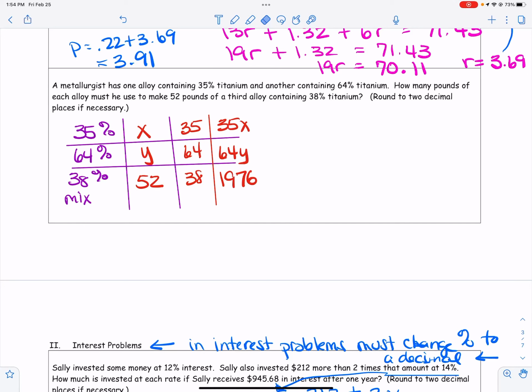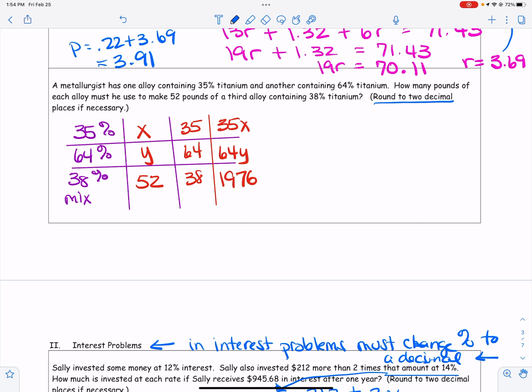All right, I'm going to finish the 11.5 notes. I left off with this problem, which has to deal with the titanium. So we have a 35% mixture and then a 64% mixture. What we're going to do is set up this table. This is one of those that's going to come out to a decimal, and it does say right here to round to 2 decimal places.